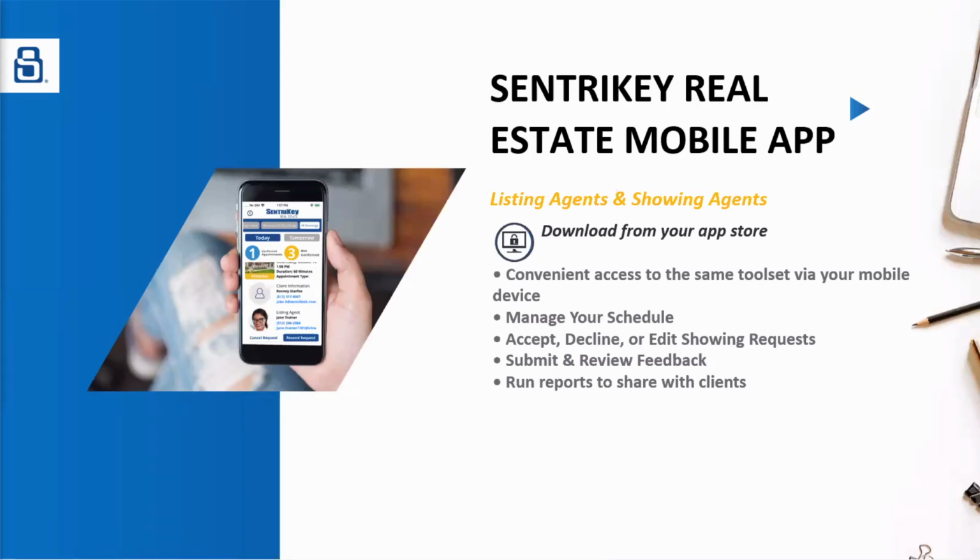So again, I mentioned the SentriKey Real Estate mobile app. If you've used this app for lockboxes, it's the same app. We just add a couple of tabs in there for you for the showing side of things. So you don't have to download anything else, don't have to get any new credentials. Once you're authorized for lockbox, you are authorized for the showing service piece of that. When we turn the switch on for your association or MLS, you'll get access to those pieces in the app as well. And we'll show you where those are.